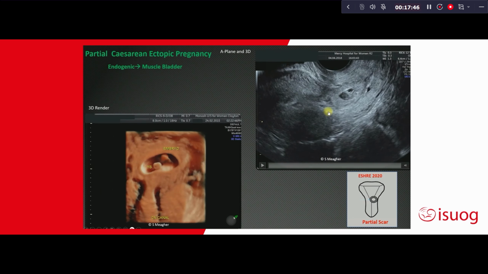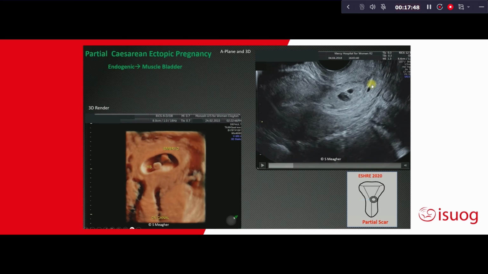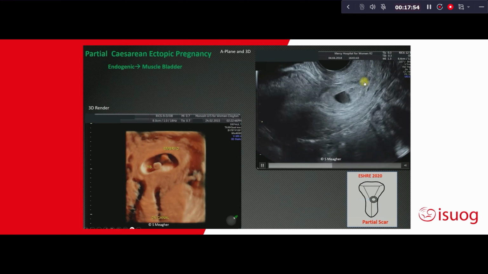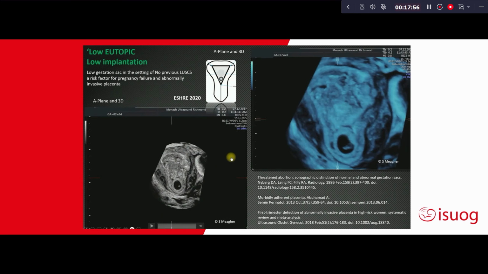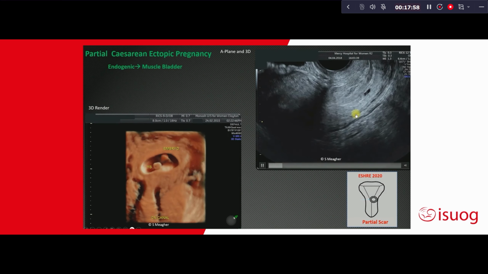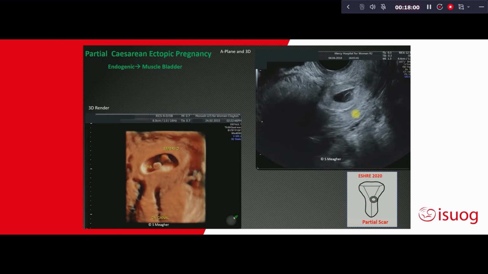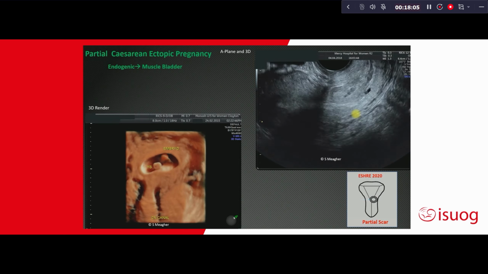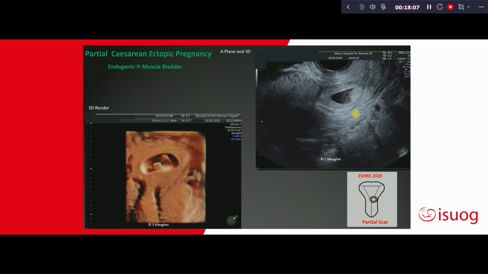If we look in this case here, we can see that this extends down inferiorly into the uterine cavity on 2D imaging and on 3D imaging. So this is a partial cesarean scar pregnancy. Again, Ilan will make the point not to call it cesarean scar ectopic, but rather cesarean scar pregnancy.